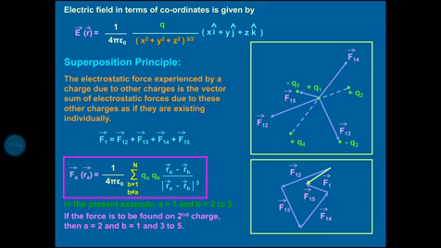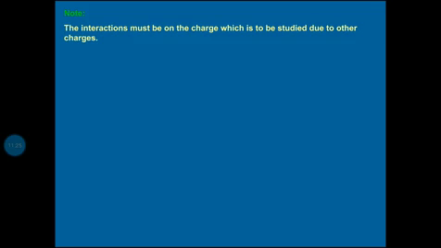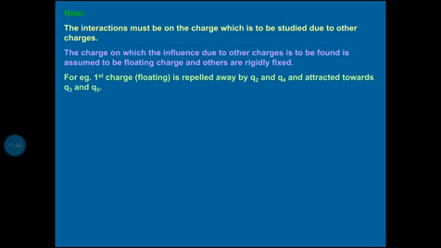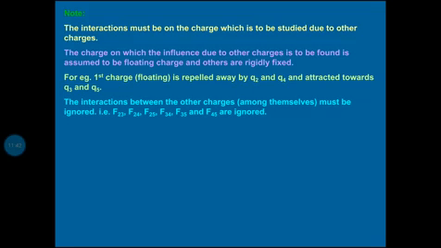Now the note. The interactions must be on the charge which is to be studied due to other charges. The charge on which the influence due to other charges is to be found is assumed to be a floating charge and the others are rigidly fixed. For example, the first charge, floating, is repelled away by Q2 and Q4 and attracted towards Q3 and Q5. The interactions between the other charges must be ignored. That is, F23, F24, F25, F34 and so on are ignored.